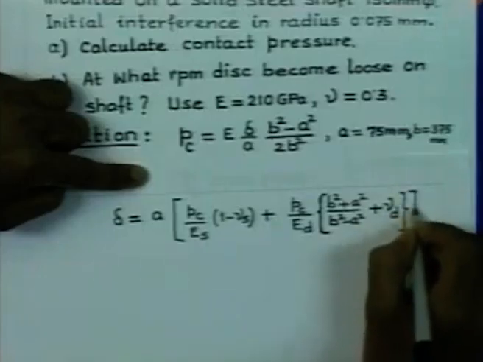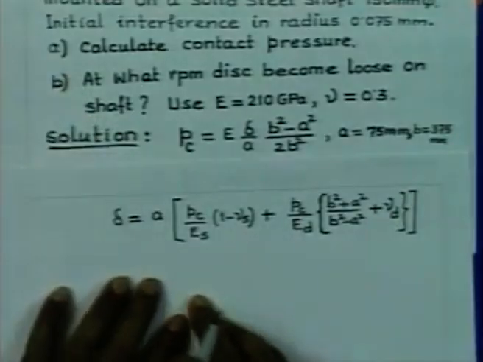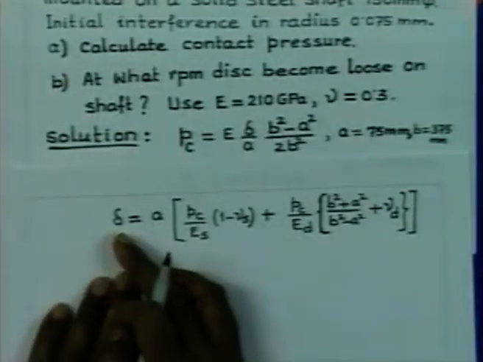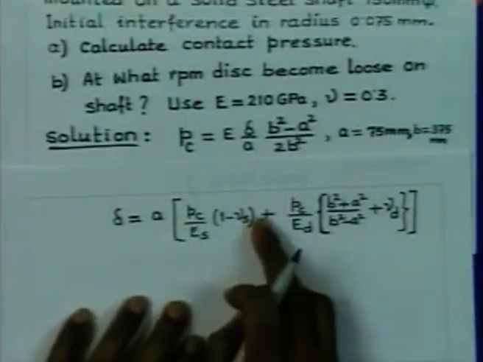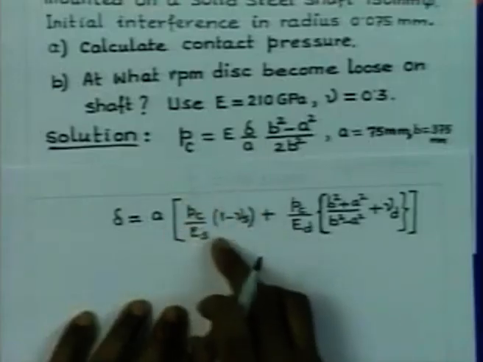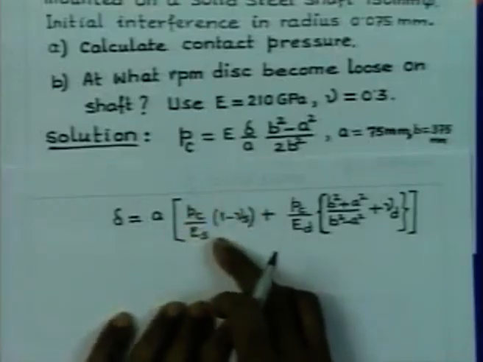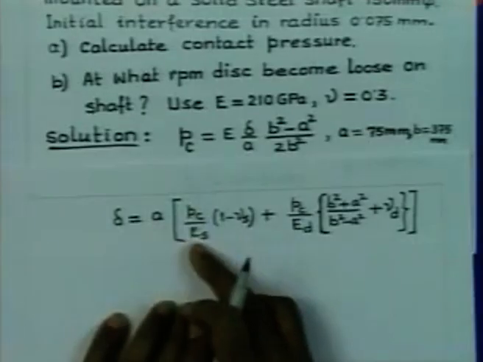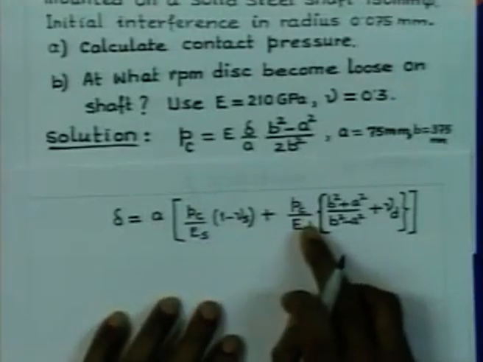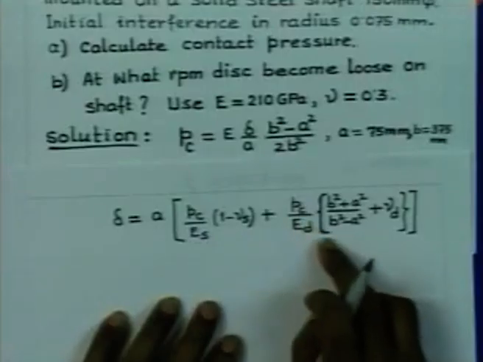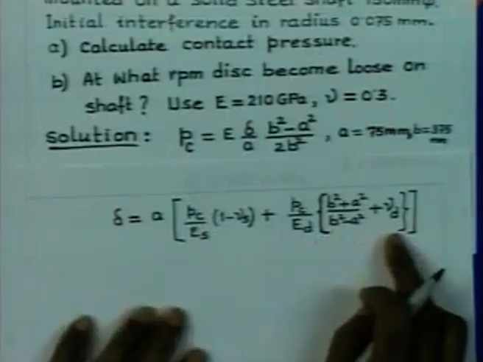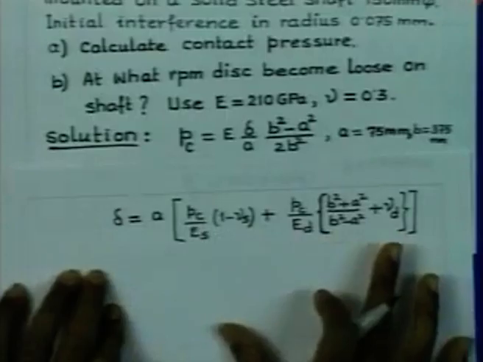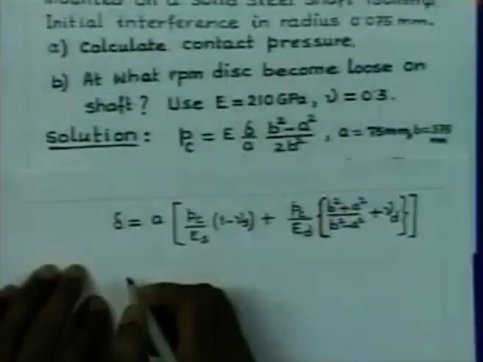That was the relationship. So, the interference delta is equal to the common radius multiplied by the tangential strain in the outer radius of the shaft, where Pc is the contact pressure, and this is the strain in the inner radius of the disc. Therefore, this is the expression that we get. Now, this can be simplified.